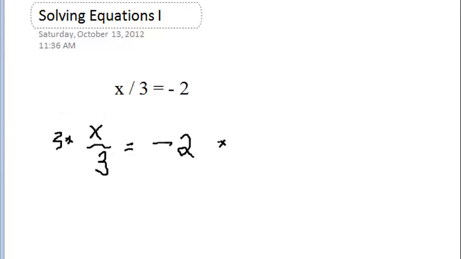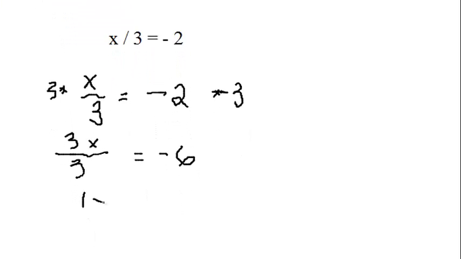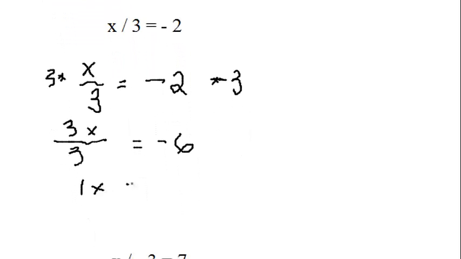We end up with 3x divided by 3 is equal to negative 6. Now 3 divided by 3 is 1, so that leaves us with 1 times x is equal to negative 6. It's the same as having x by itself. So we end up with x is equal to negative 6.